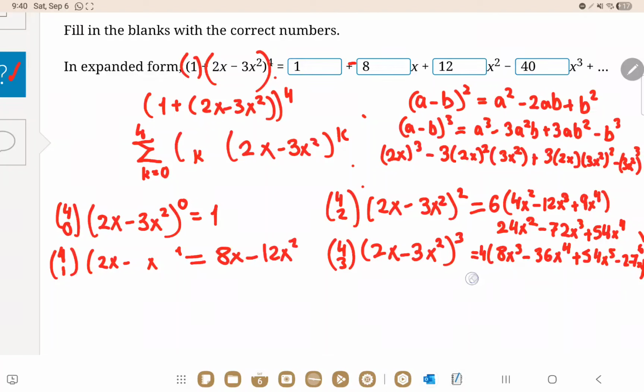So it's 32x cubed minus 144x power 4 plus 216x power 5 minus 108x power 6. And now the last one, for combination 4, I'm going to do here. Combination 4 is 1 into 2x minus 3x squared all to the power of 4.